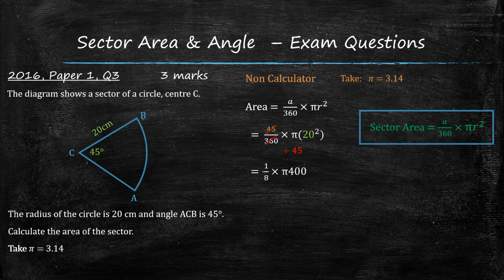Now again, we can make our lives a little bit easier by dividing the 400 by 8. So this becomes 50 times pi, which is 3.14. Multiplying these out, we get 157 centimeters squared. So as we can see, in non-calculator questions such as this, we should look to cancel down and simplify our multiplication as much as possible before we actually look to multiply out.